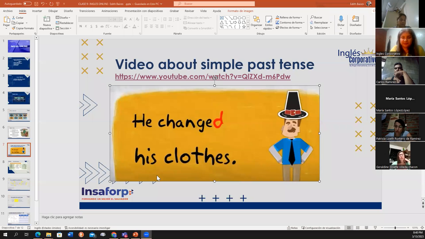Okay. Did you finish? Yes. There you have some rules, okay? When we are going to use the regular verbs and what letters you are going to change, okay? For example, when the verb ends in E, like this one that you can see in the screen, you still are going to add the letter D.